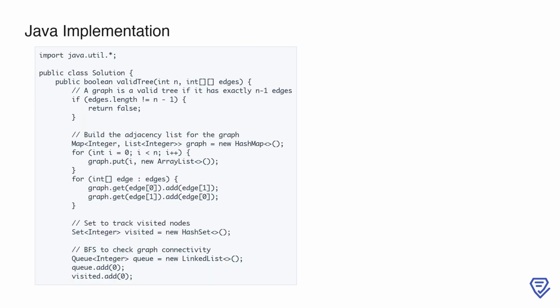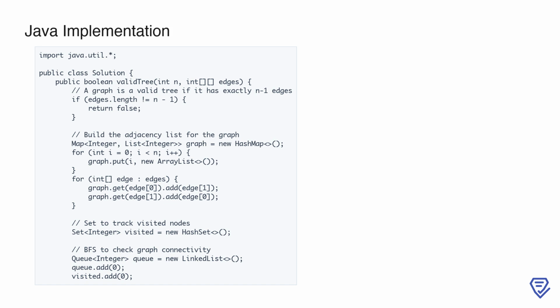Here, we start by importing the necessary classes from the Java library. The valid tree method is designed to check if a given graph is a valid tree. To do this, the first condition we verify is whether the graph has exactly n-1 edges, which is a fundamental property of any tree with n nodes. If the number of edges is not equal to n-1, we can immediately return false.